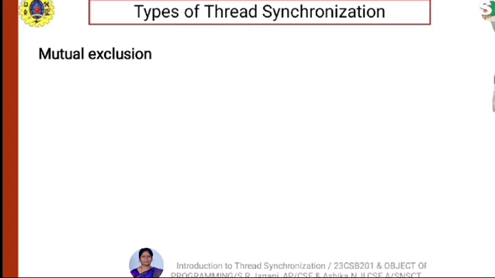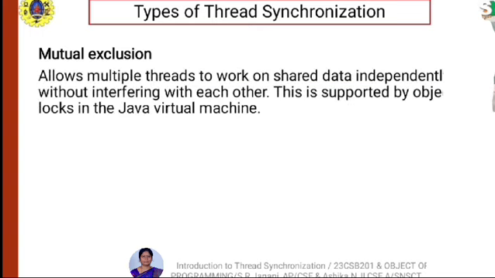First we are going to see mutual exclusion. It allows multiple threads to work on shared data independently without interfering with each other. This is known as mutual exclusion. This is supported by object locks in the Java Virtual Machine, known as JVM.